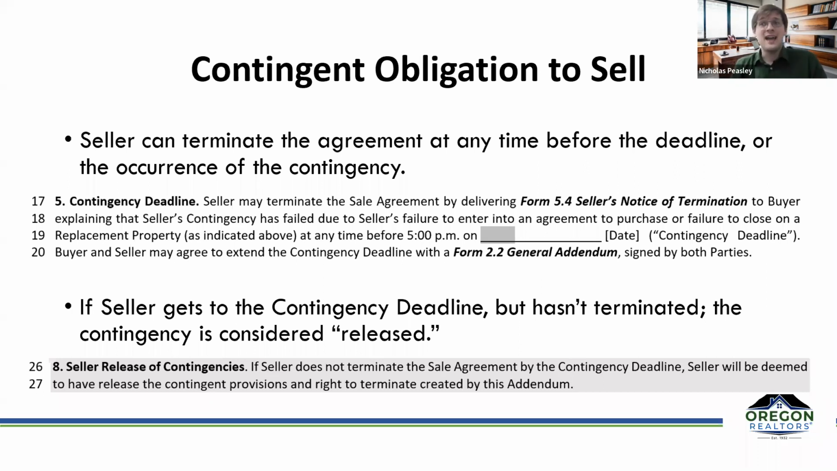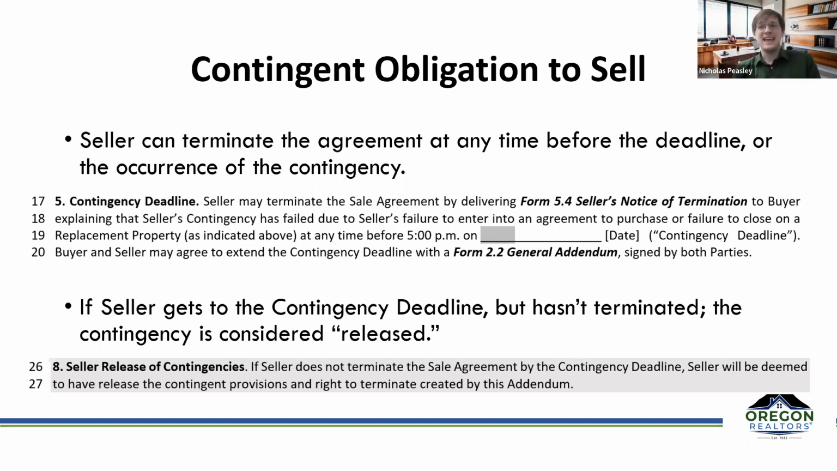At any time before 5 p.m. on a set day. That means the seller can terminate at any point before a set day. The parties can agree to extend the contingent deadline if they want to, but they don't have to. That has to be signed by both parties.